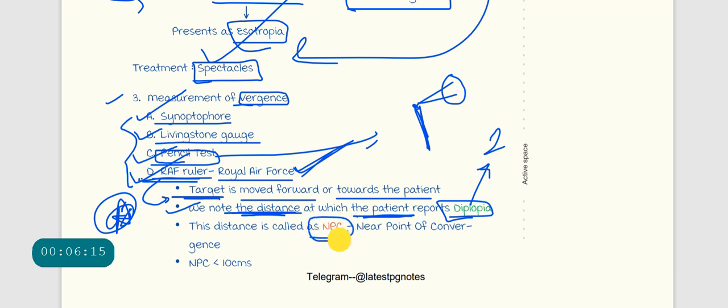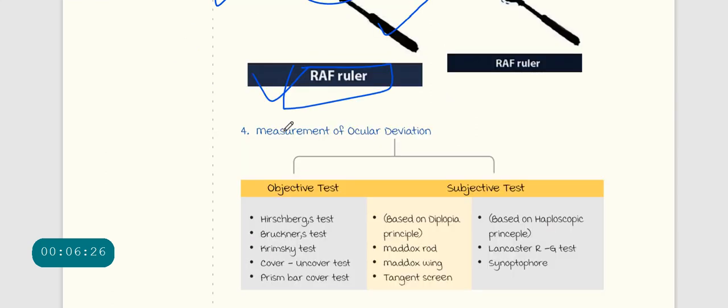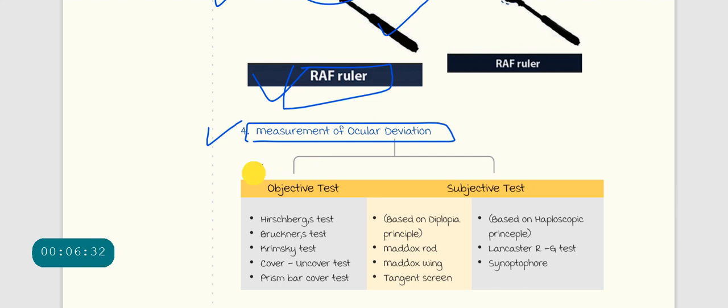Okay, near point convergence, and it is approximately less than 10 centimeters. Very easy. Other things over here are measurement of the ocular deviation. We can use further tests. These are objective tests and subjective tests.